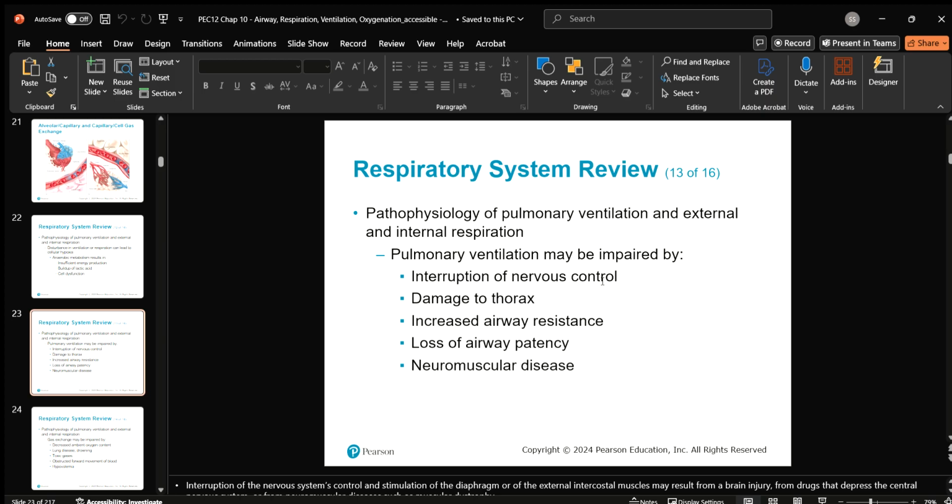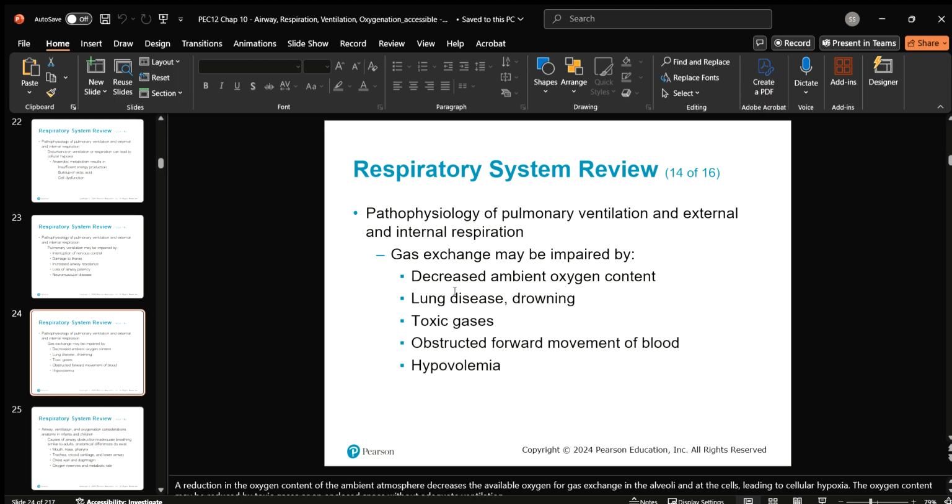Interruption of nervous control. Okay, so some type of damage to the spinal column can cause this. Damage to the thorax, okay, the chest. Increased airway resistance, loss of airway patency, neuromuscular disease. These are all reasons why the in-out may be impaired.